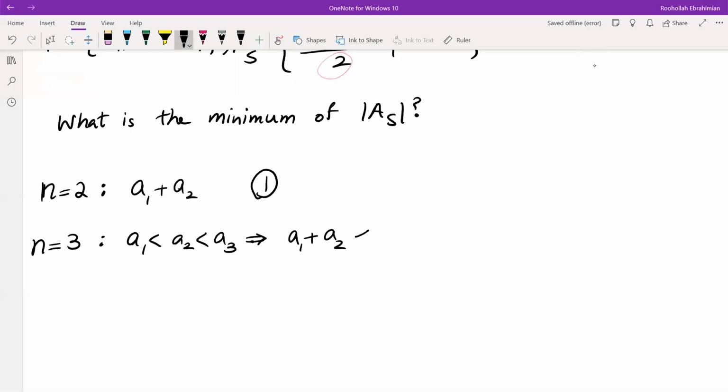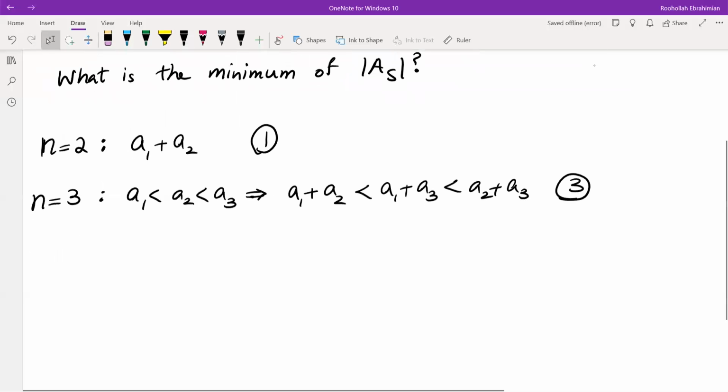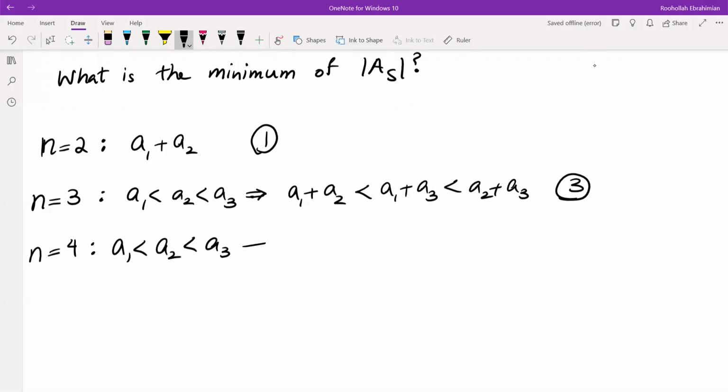So what would be the order of them? A1 plus A2 is the smallest one. Then A1 plus A3 is the next one, and A2 plus A3. Okay, so this just gives you exactly 3. So this is really not gonna have any element that is repeated. So there's always going to be 3 and nothing else. Starting from n equals 4, there might be possibilities of repetition.